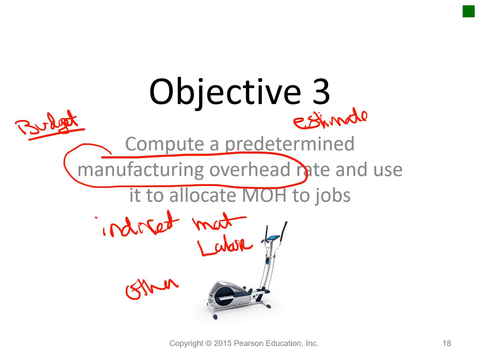So in this next section, we're going to talk about the predetermined overhead rate and how you estimate the overhead or allocate the overhead to the job. And remember, this is going to be product cost number 3.